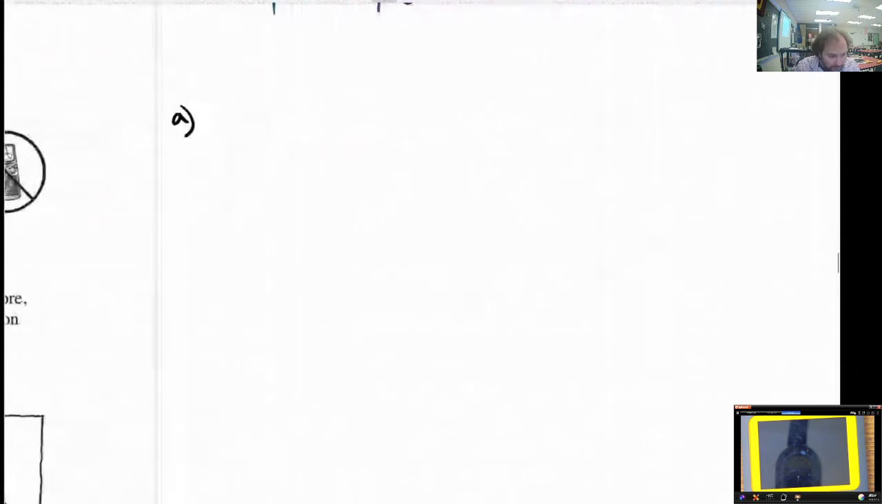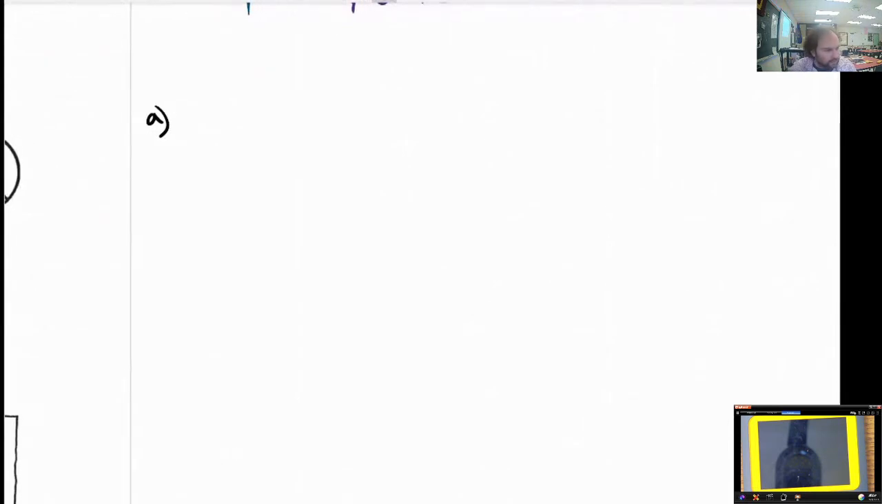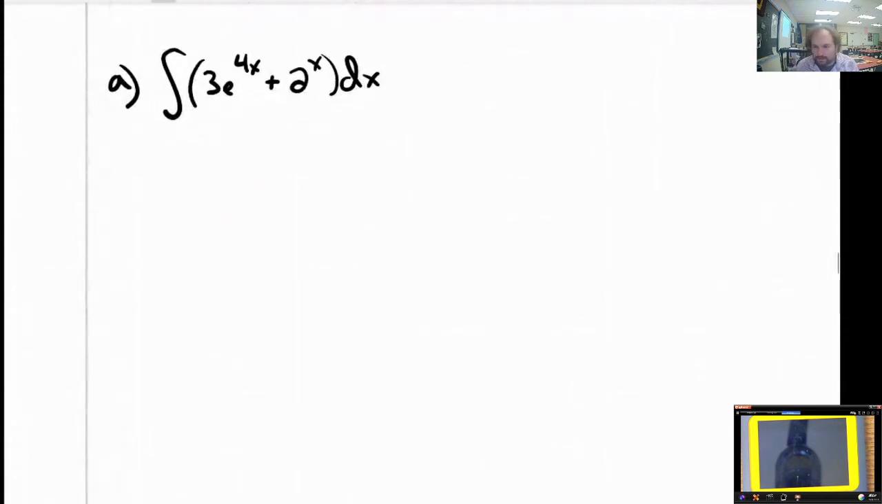Well, the nice thing is the first problem does not require U substitution, so let's talk about question A, which is the integral of, I'm going to pull it up on my other monitor so I don't flip back and forth so much. Question A is the integral of, in parentheses, 3e to the 4x plus 2 to the x power times dx. All we're going to do here is think antiderivatives. We don't need U substitution for this. We're just going to think about what it's going to look like.